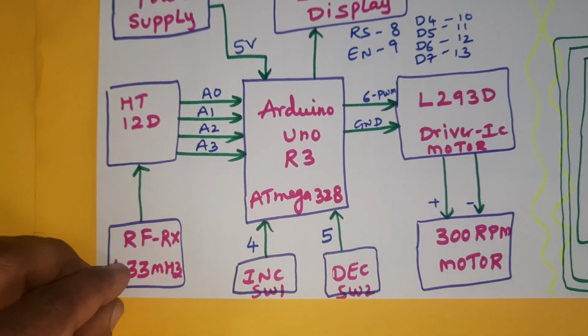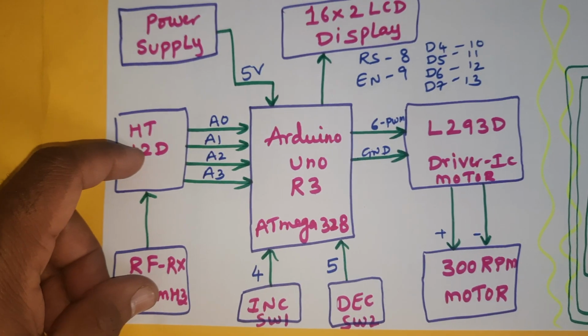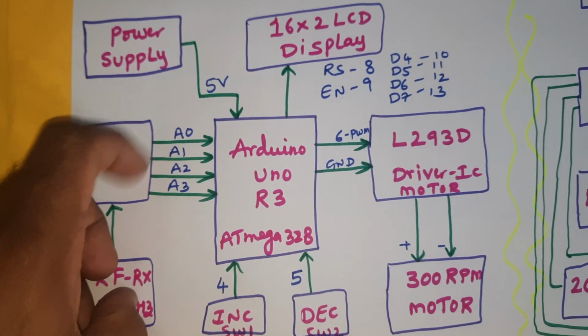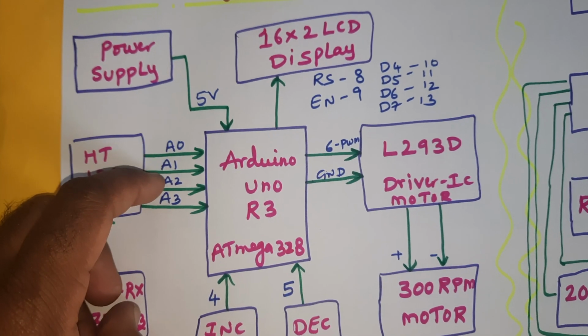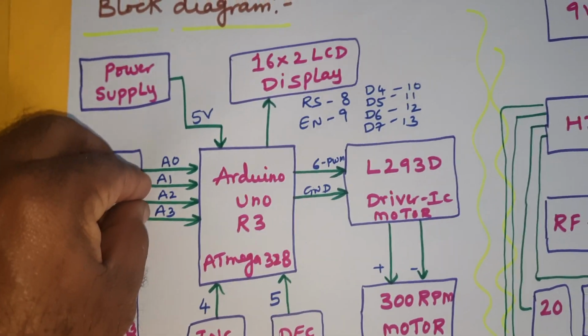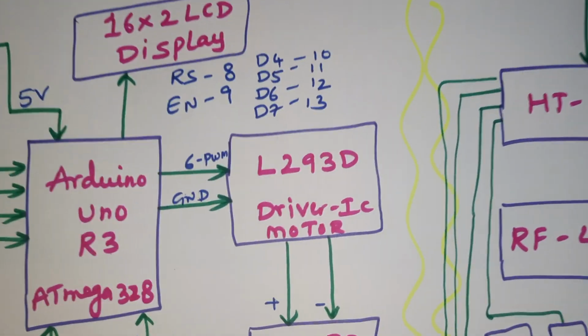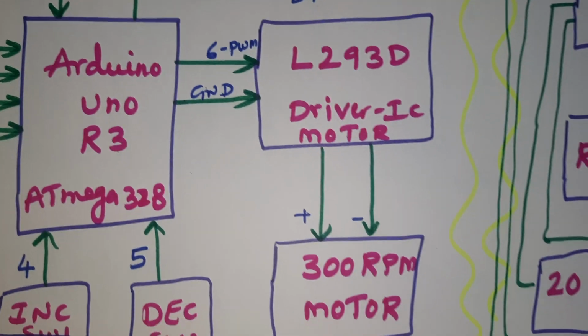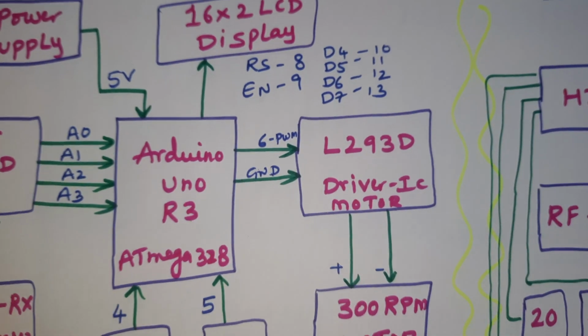The RF 433 MHz receiver module is connected to the HT12D decoder IC. It will decode the 4-bit format on pins A0, A1, A2, A3. Whatever the data, it should send to the Arduino board. The Arduino board will control the motor speed using the L293D driver IC and a 300 RPM motor, with the sixth pin PWM, the pulse width modulation technique.